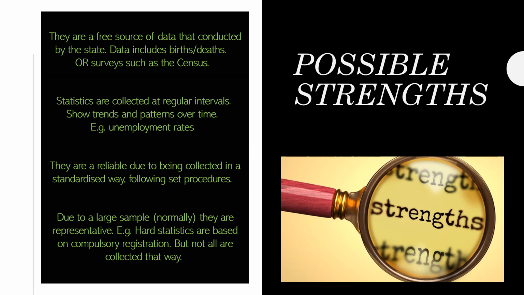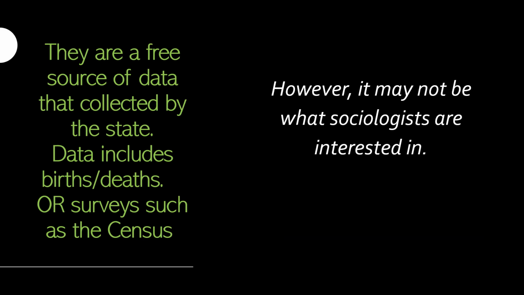So let's consider we've identified 4 main strengths. And how would we evaluate these specifically as we go along to avoid juxtaposition? Let's have a look at the first one. Let's assume that our first advantage is that they are a free source of data that is collected by the state, and this data can include the birth rate or death rate.